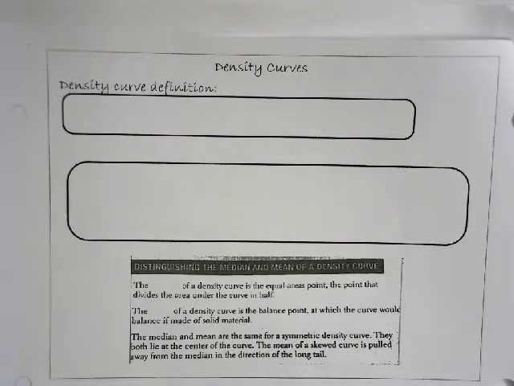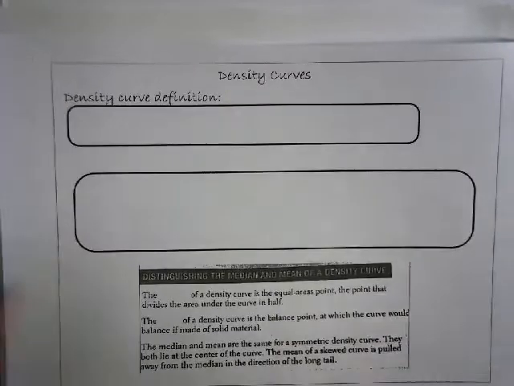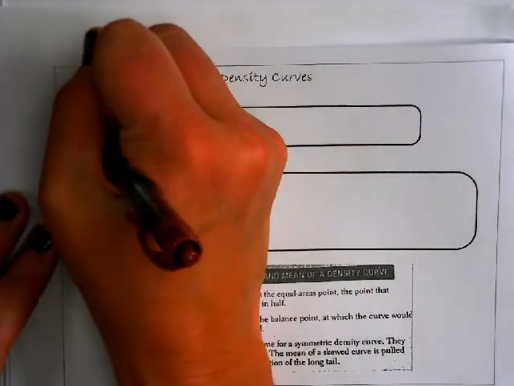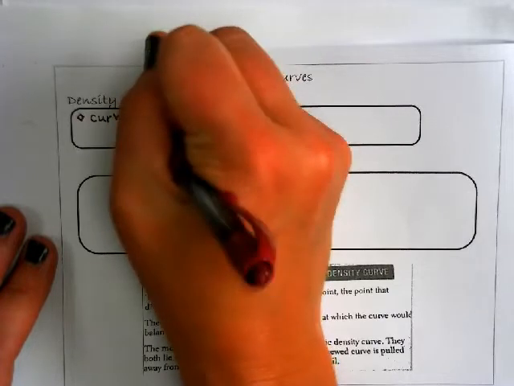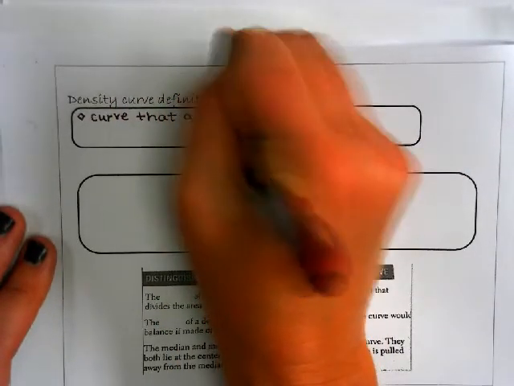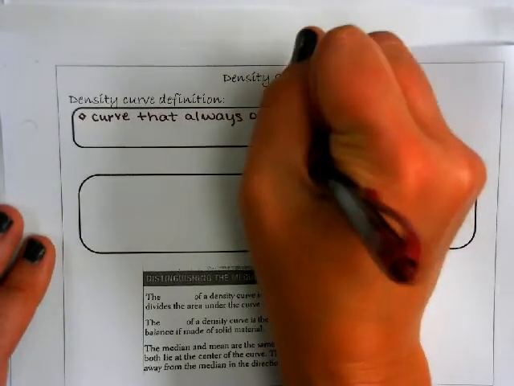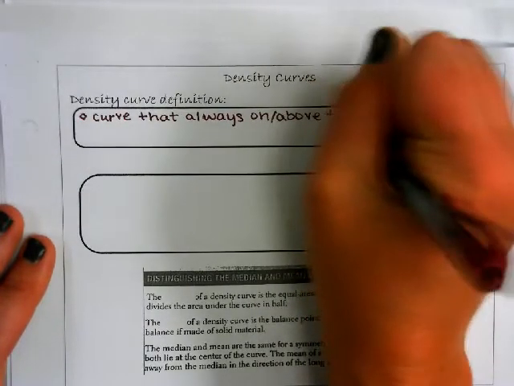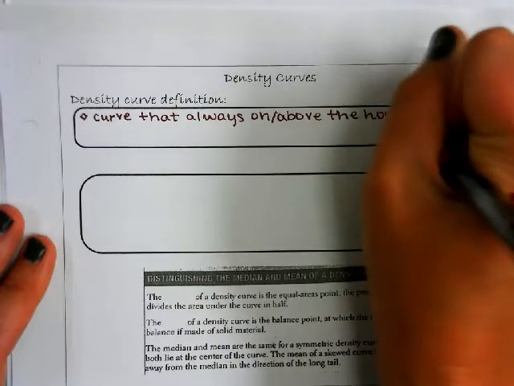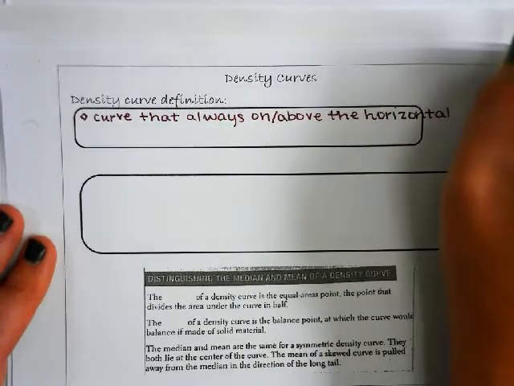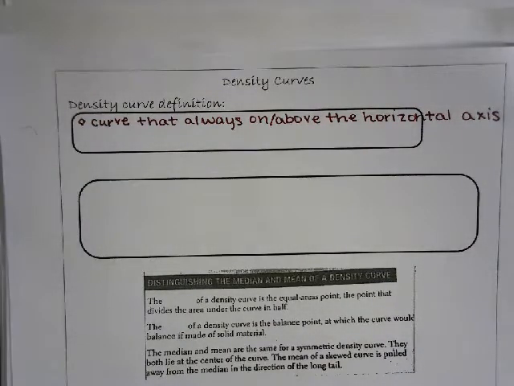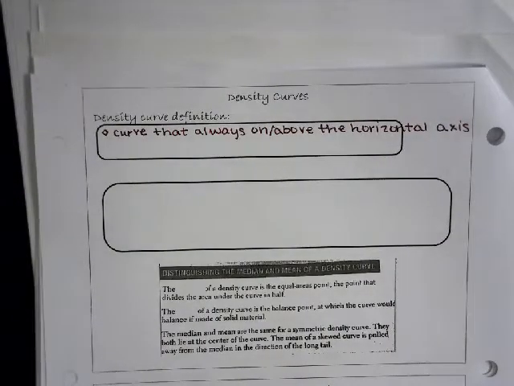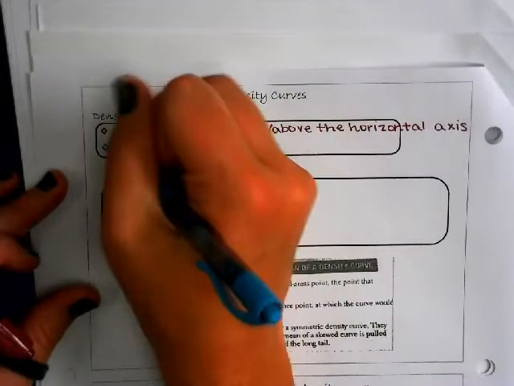All right, density curve. There are two characteristics for a density curve. The first one is that it is a curve that is always on or above the horizontal axis. And of course, I couldn't stay in the box. Area is always exactly 1 underneath a density curve.